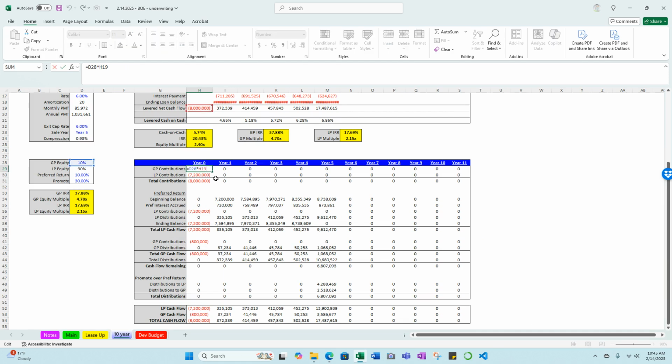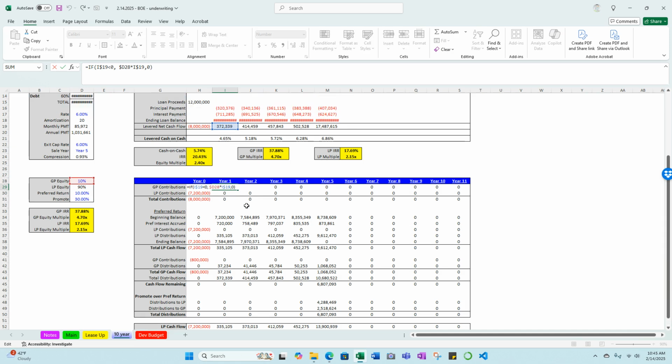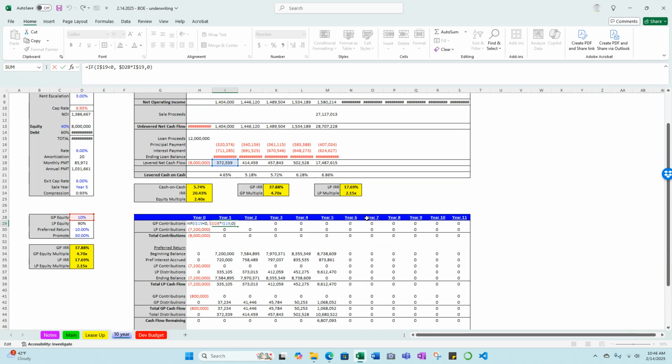So for year 0, the GP contributions, we're taking the levered net cash flow in year 0 times 10%, which is the GP equity. We're doing the same thing, levered net cash flow times the LP equity percentage. Then we're summing those. This is an if statement. It's basically saying if the levered net cash flow in year 1 is less than 0, then the GP equity percentage times the levered net cash flow is true, and if not, 0.